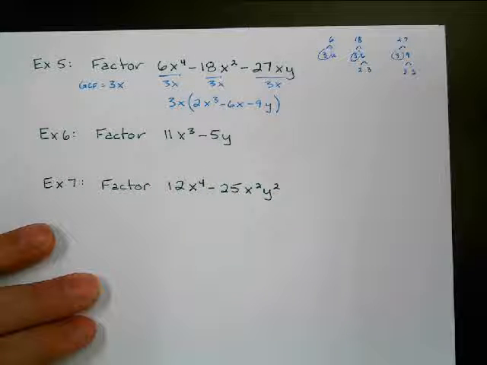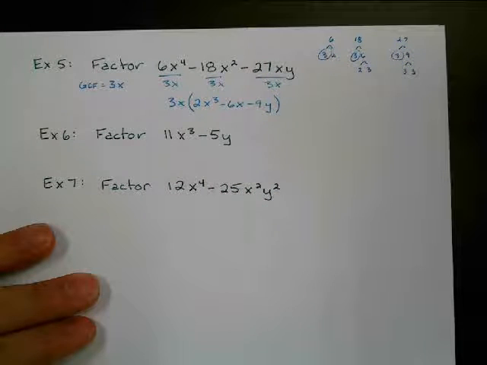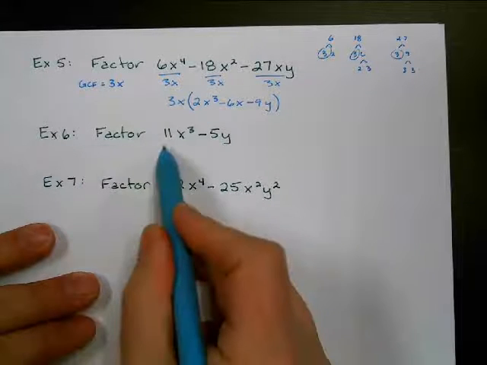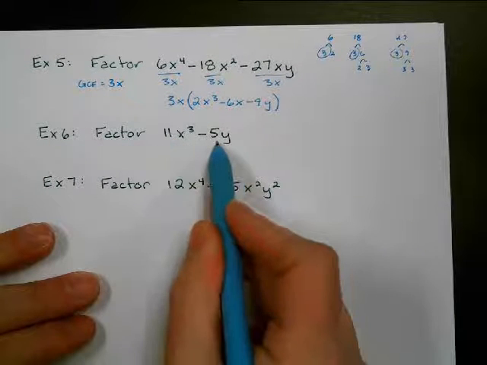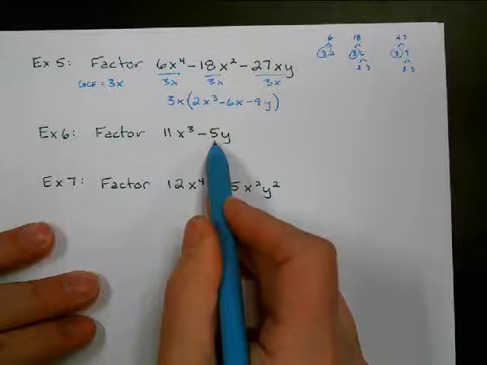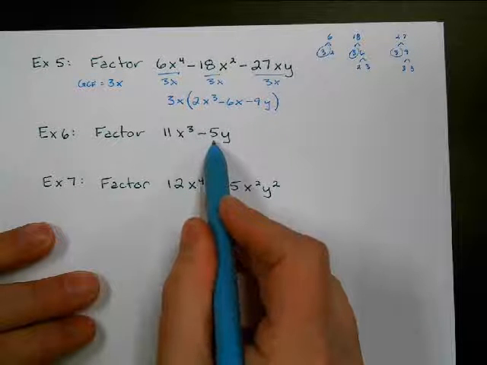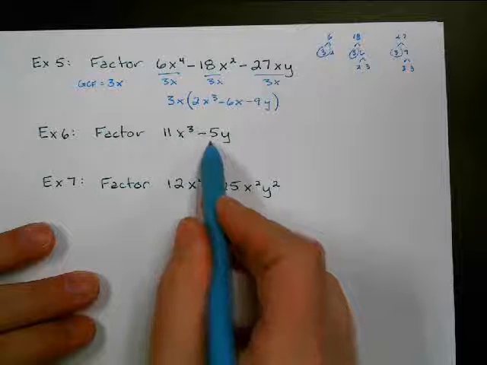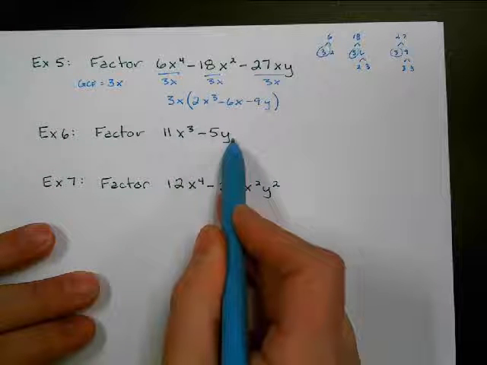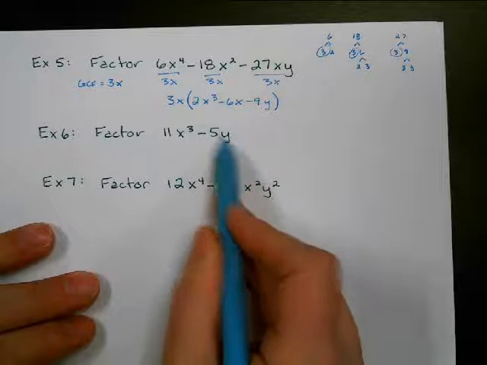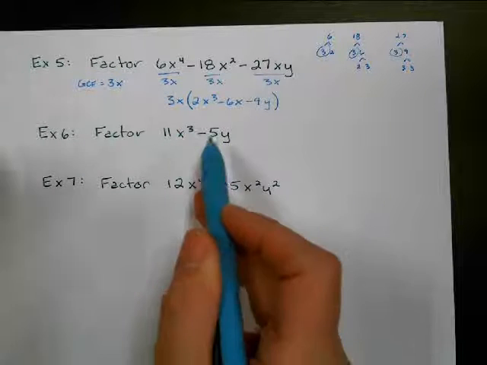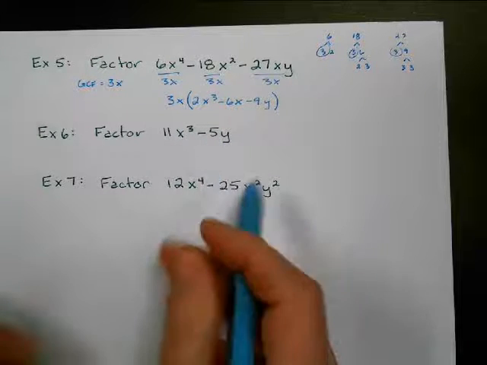All right, next one. Example 6. It says the coefficients are 11 and negative 5. So does any number other than 1 go into 11 and negative 5? No. What about the x's? This one has 3 x's. Does this one have any x's? No. This one has y's, and this one doesn't have y's. So do they have y's in common? No. Do they have anything in common? No. They have nothing in common.